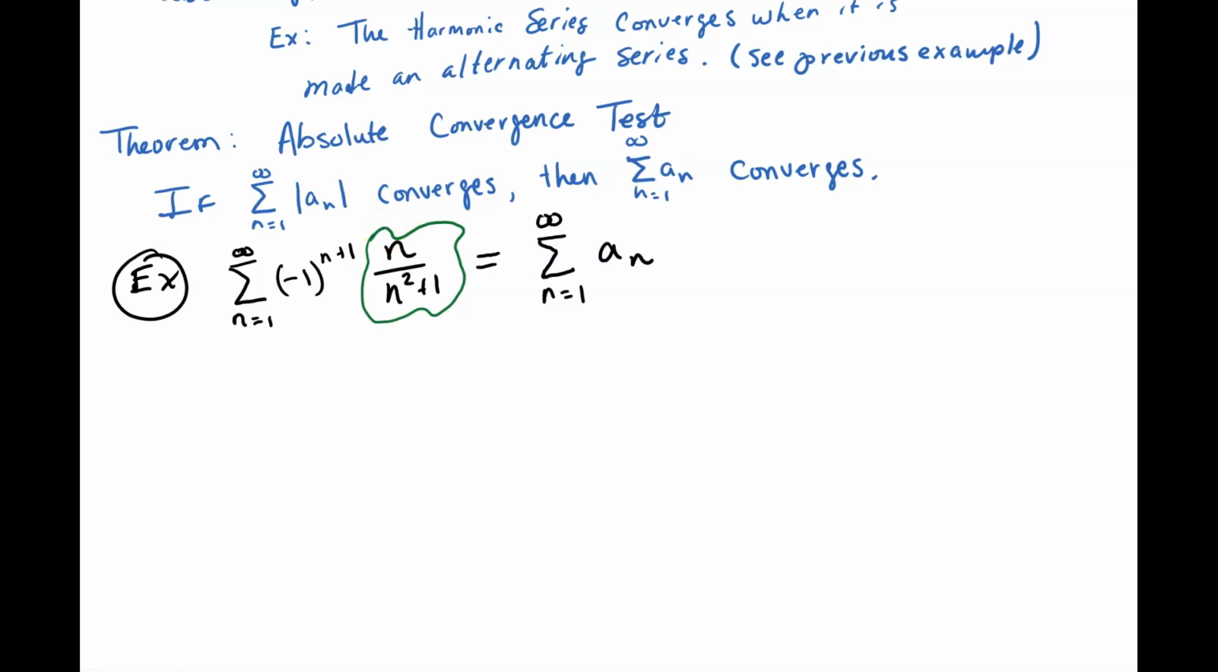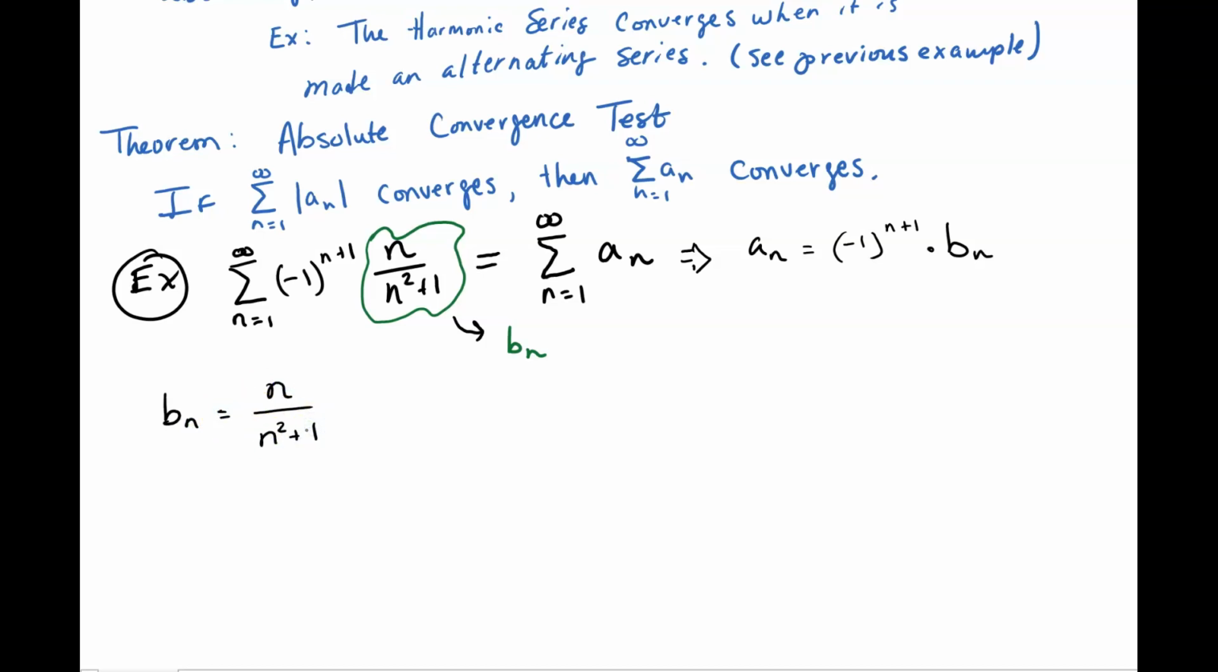All right, so if you remember anything, notice that this a sub n, and I'm going to write it out like this, a sub n is made up of this negative 1 to the n plus 1 times some b sub n component. And this right here represents our b sub n. And that's what we're going to examine here when we apply the alternating series test for this first part. All right. So we're examining b sub n equal to n over n squared plus 1.